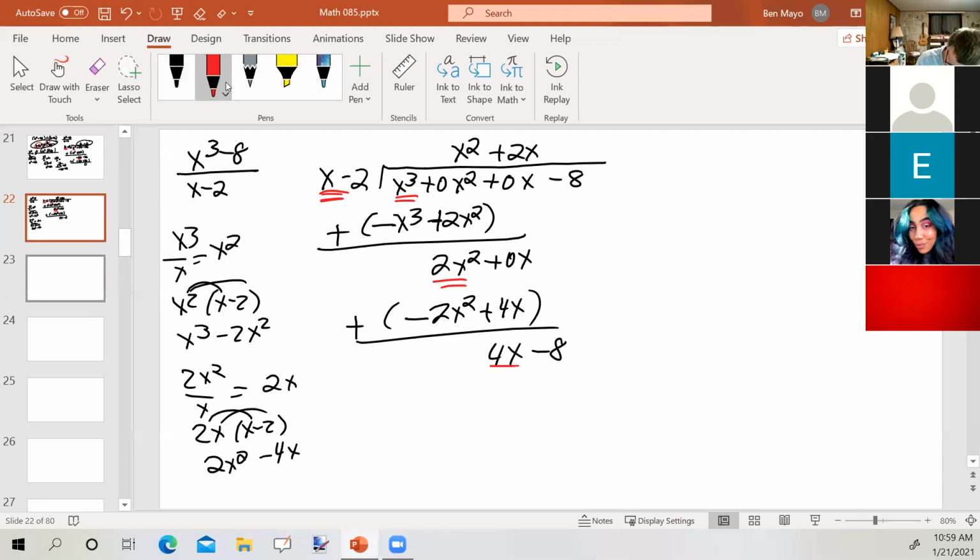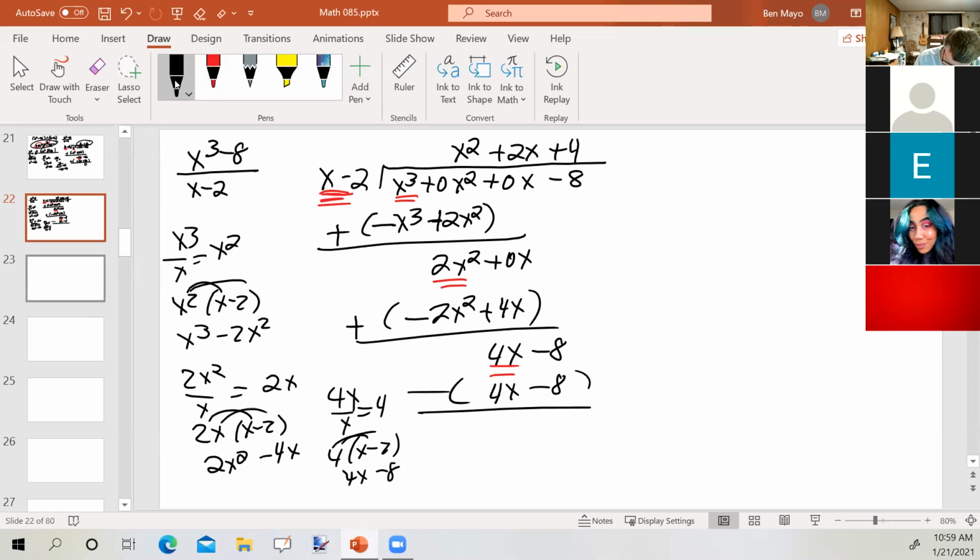Start all over. Leading term inside divided by leading term outside. 4x divided by x is 4, so we get plus 4. 4 times the quantity x minus 2 is 4x minus 8. Subtract that from what's up above, change it to addition of the opposite, and I get 0 remainder. So that's my answer. So that means that x cubed minus 8 divided by x minus 2 equals x squared plus 2x plus 4.